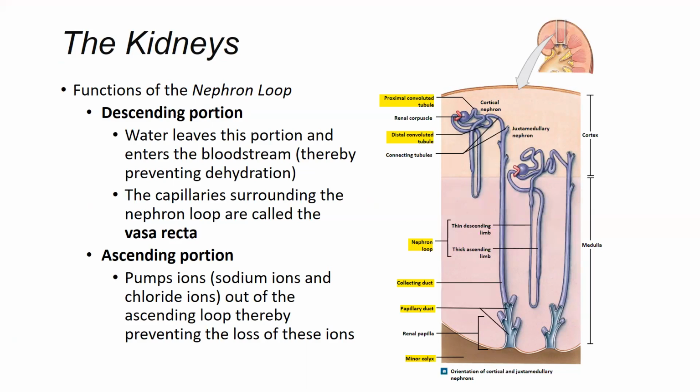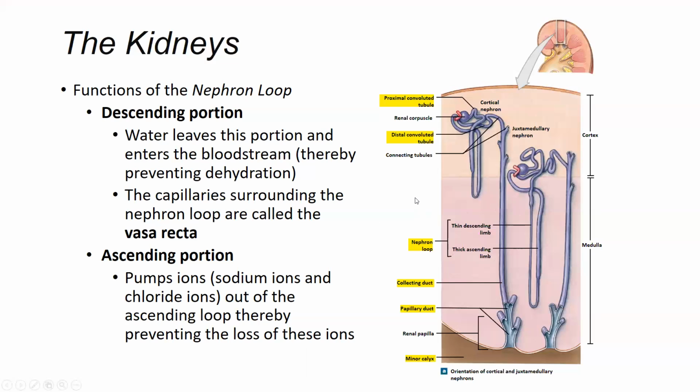Okay, so just to recap here, the proximal convoluted tubule is intimately associated with the peritubular capillaries, but the loop of Henle is intimately associated with the vasa recta. And so when reabsorption of all that water takes place from the filtrate in the loop of Henle, it's going to be reabsorbed into the vasa recta, and it's going to, again, help to maintain blood volume, preventing us from losing all of that water.